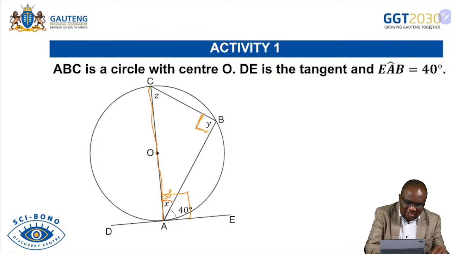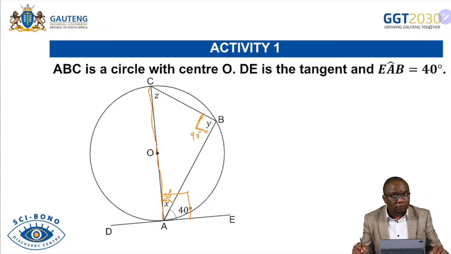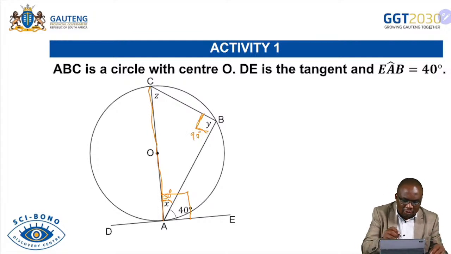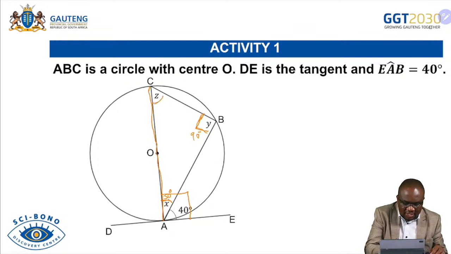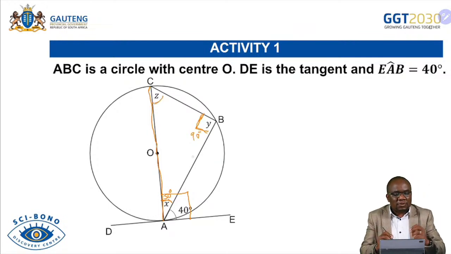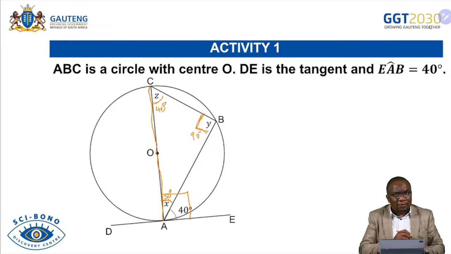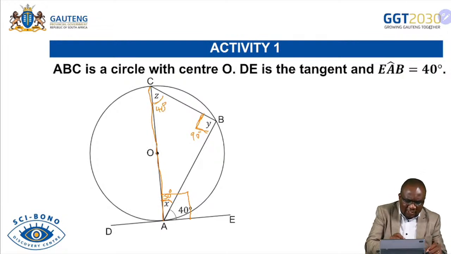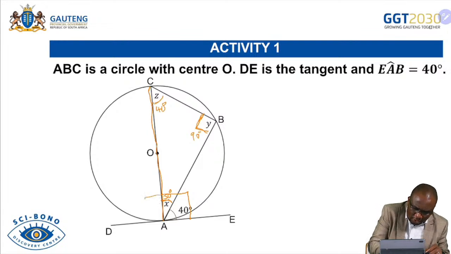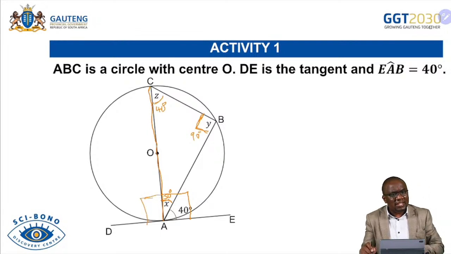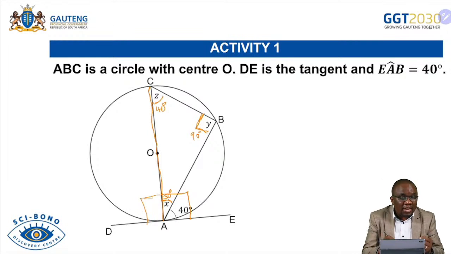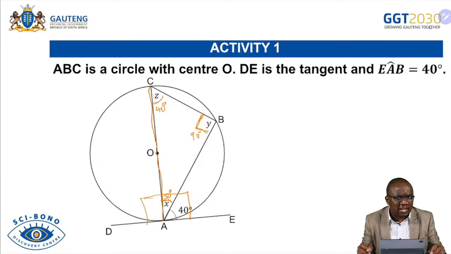And then we can say 50 plus 90 is equal to 140. And then we say 180, because Z, X, Y are angles in a triangle, 180 degrees minus 140 degrees. This is 40 degrees. Do you see that? And then here, can you say this is 90? OAD is 90 degrees because OA is the radius and DE is the tangent. Now we can answer our question.